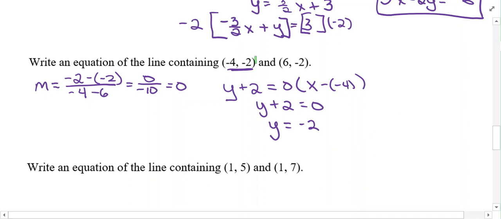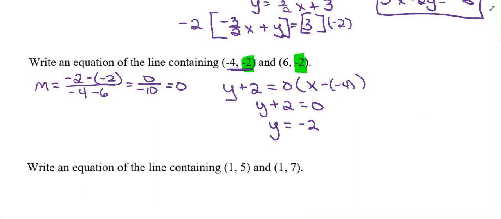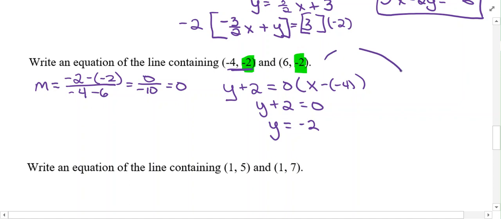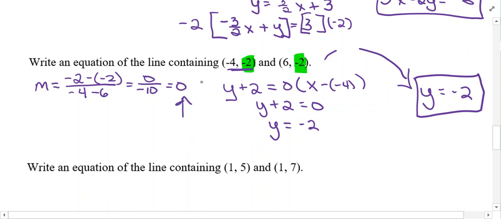Now one thing you can notice when you look at these is that both of the y's have the same value. If both y's have the same value, then all the y's would have to equal that value on that line. So you can go straight to the equation y equals -2 if you see that. Once you find the slope is 0, you can go back up and check again to see what the y values are equal to.